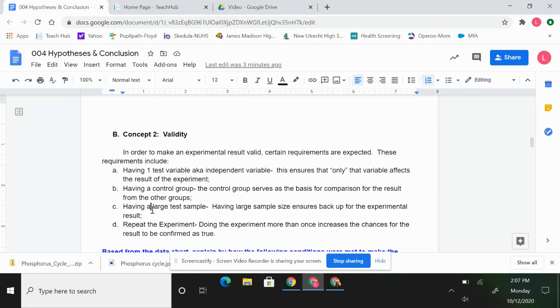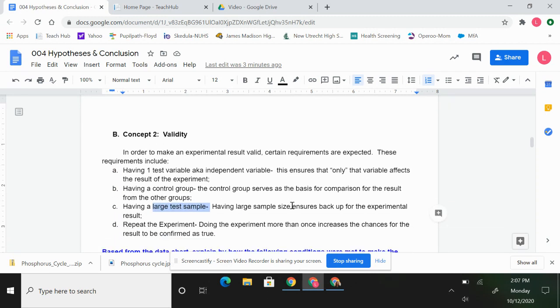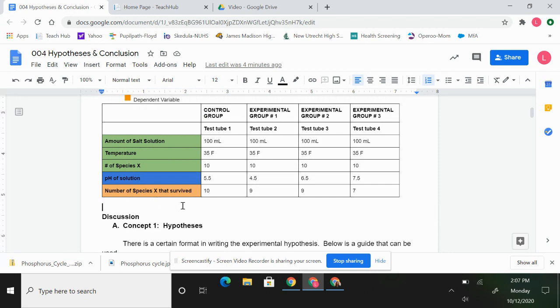Third condition, it must have a large test sample. Why? Well, if you only have one test variable and the experiment came out positive or good in terms of result, would you say it's really valid if you only tested one specimen or one species or one test sample? I guess not. So let's look at your data here. This is your test sample. How many species X were tested?